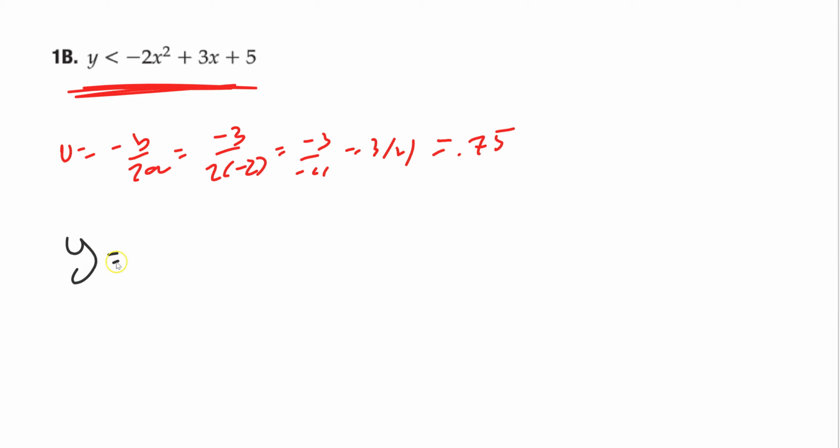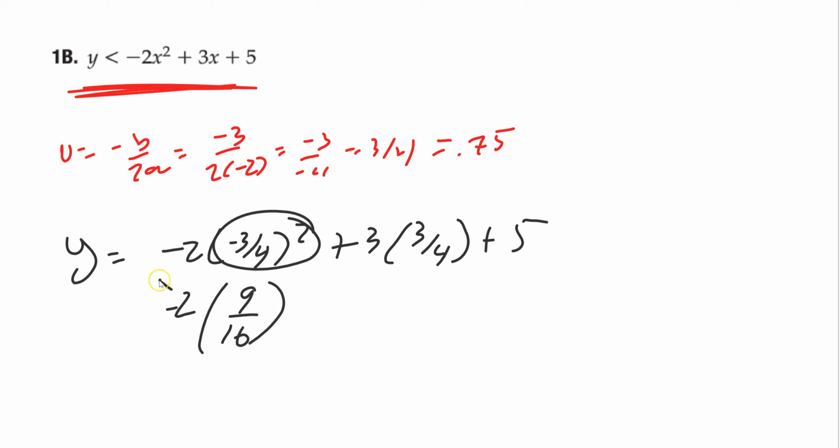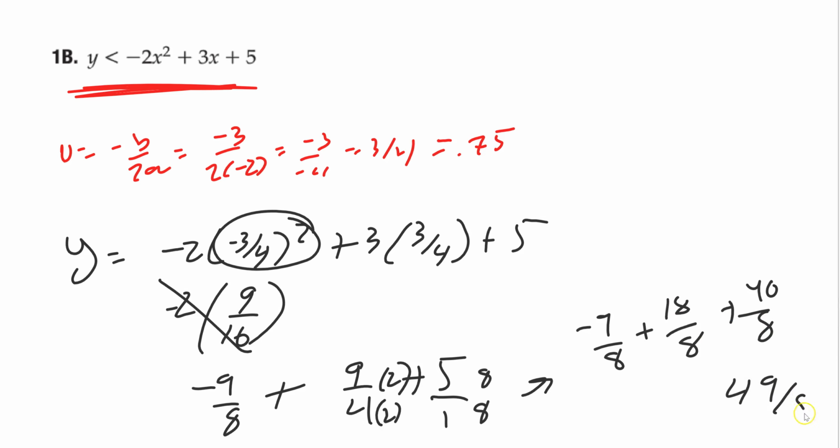We have to find the y value, so you plug it in. Square it, so that's going to be 9 over 16 times negative 2. This reduces, I get negative 9 over 8 plus 9 over 4 plus 5. Let's get a common denominator for everything, so 2 times 2, 8 and 8. It's a little review of how to add fractions. No biggie. And I'm going to get 49 over 8. So that's my vertex.